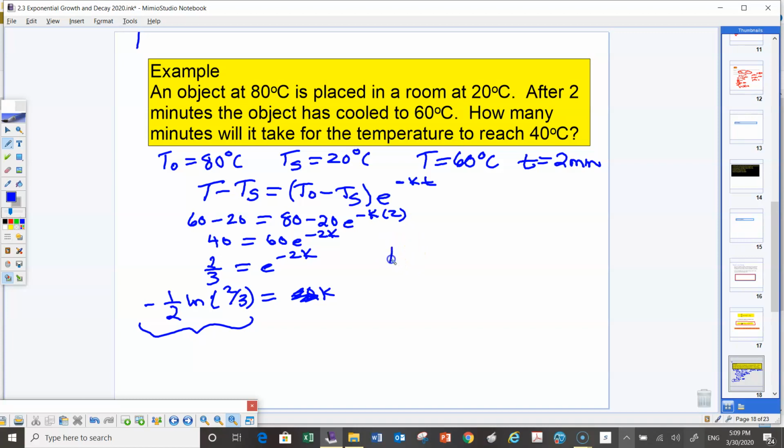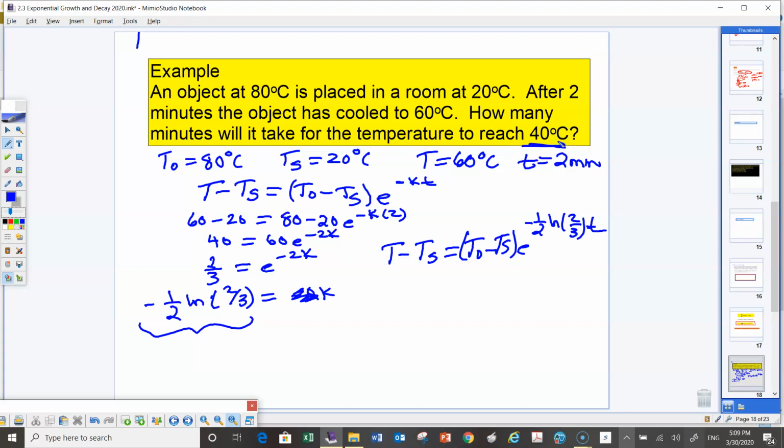So I'm going to have T minus Ts is equal to the original amount minus Ts times e raised to the negative 1/2 ln 2/3 times t. So I found the value of k. Now let's try to figure out how long it's going to take for it to reach 40 degrees Celsius.